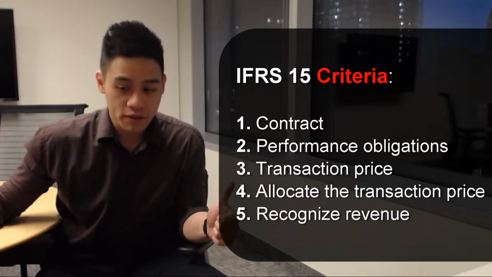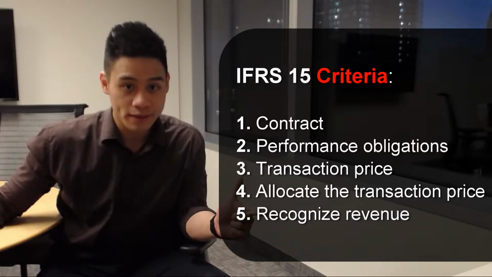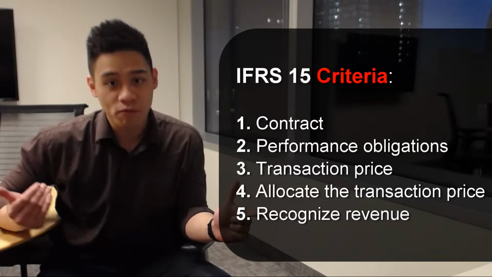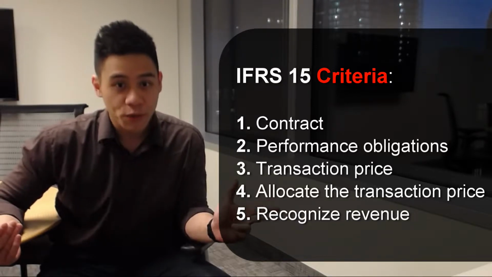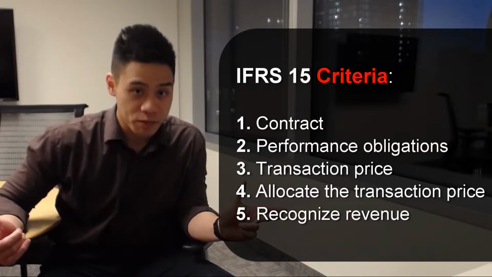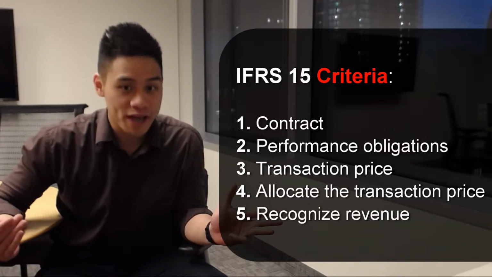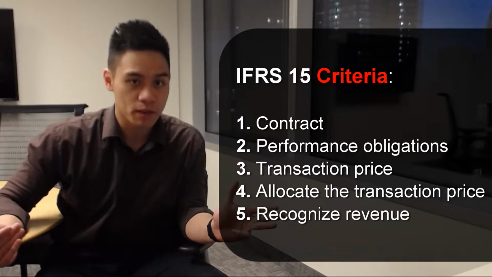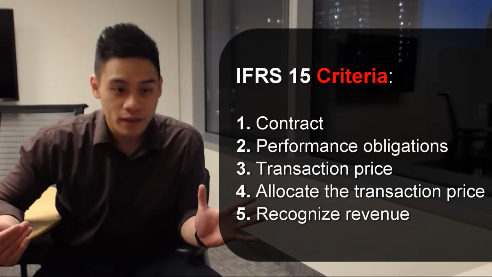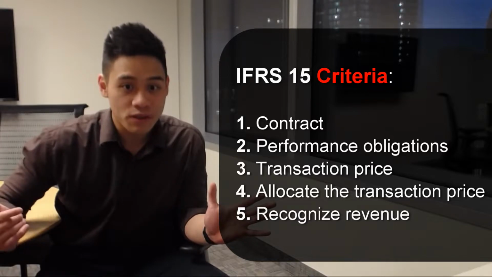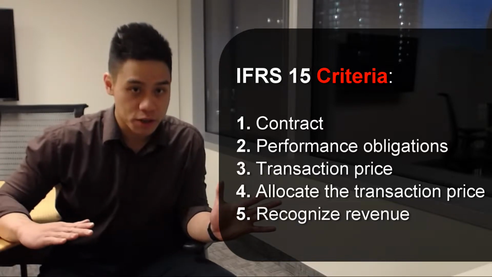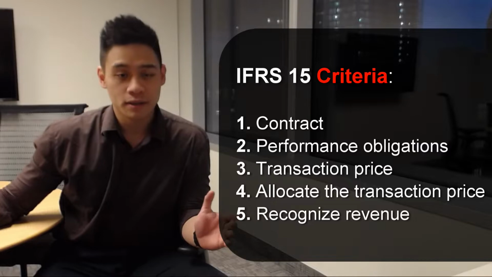First is to identify the contract. Second is to identify the performance obligations. Third is to determine the transaction price. Fourth is to allocate the transaction price to each performance obligation. And then fifth is to recognize the revenue when each performance obligation is satisfied. So let's discuss each of these steps together.